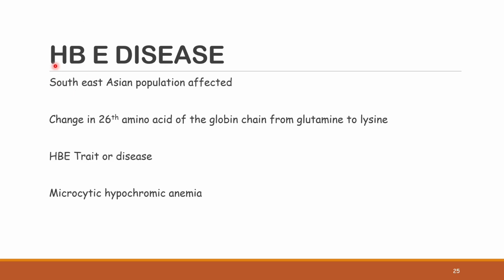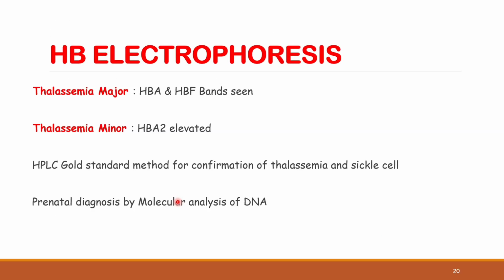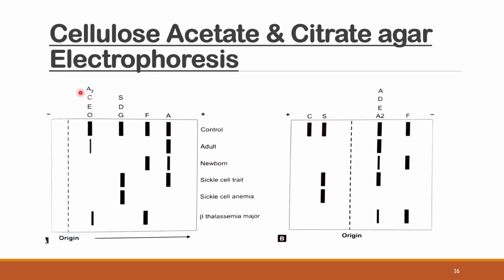All right. Now, what is HbE disease? It is mainly observed in the Southeast Asian population, in which the 26th amino acid position of the beta globin chain is affected, where glutamic acid is replaced by lysine. It could be a trait or disease, and the patient will have a microcytic hypochromic anemia. All right, and it will migrate at this position along with HbA2, C and O.